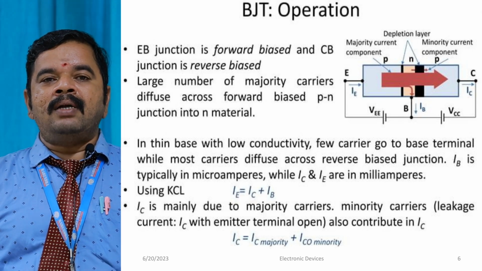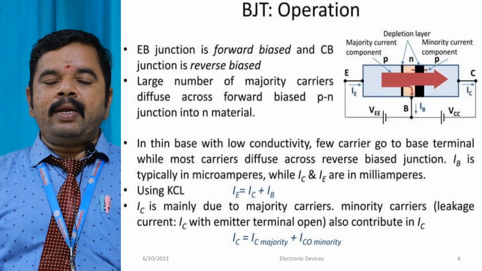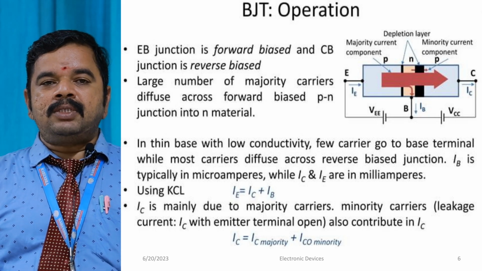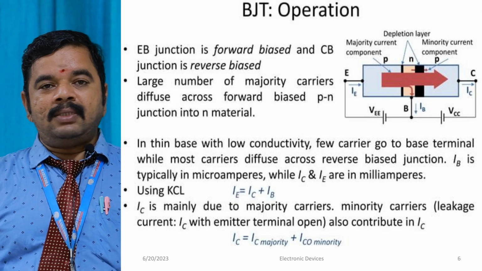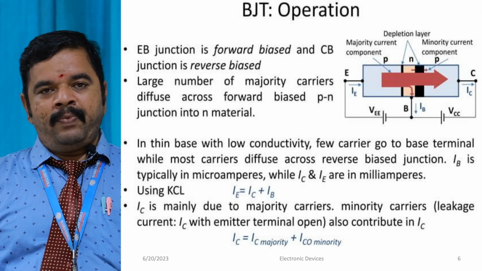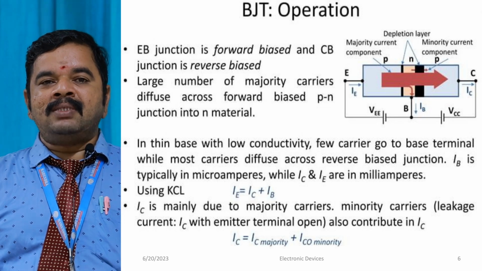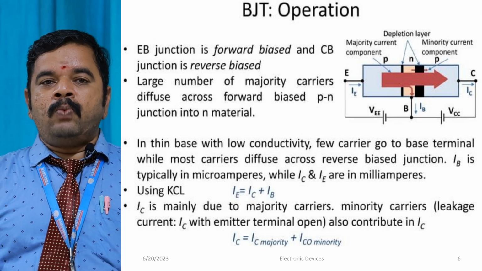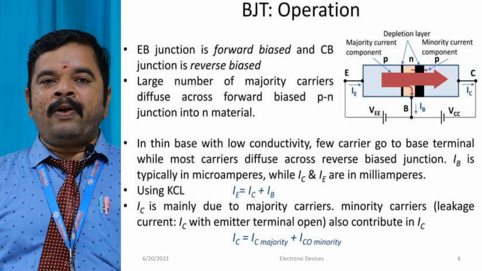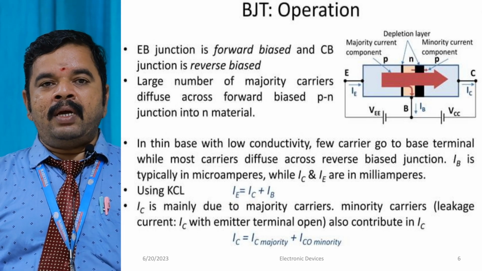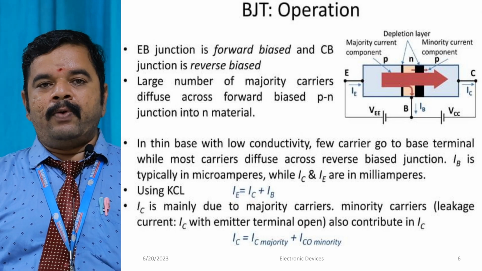Generally we consider the emitter-base junction as the input and the collector-base junction as the output. The emitter-base junction is given forward bias at the input side. Why do we give forward bias? Because we have to transfer the majority carriers from emitter to collector, so at the input side we give forward bias.